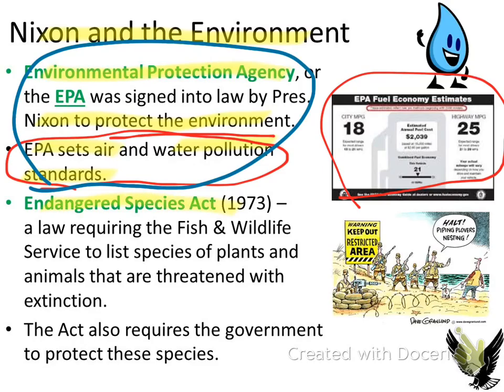The Endangered Species Act, this is in '73, a law requiring the Fish and Wildlife Service to list species of plants and animals that are threatened with extinction. The law also requires the government to protect these species. And over here, it's a little bit difficult to see because of the little doceri sign there, there's a look at the American bald eagle.